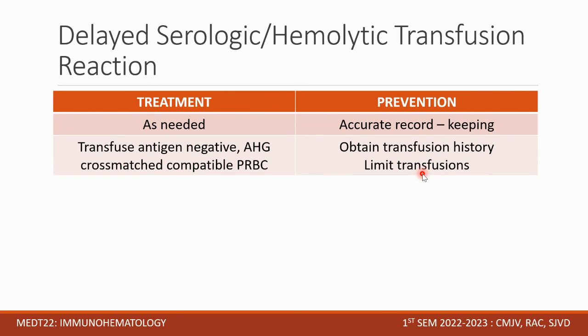So, treatment naman, you can treat as needed. So, we can also transfuse antigen-negative AHG cross-match compatible packed red blood cells. For the prevention, you could do accurate record keeping, okay, obtain transfusion history ni patient, okay, then limit transfusions. So, accurate record keeping para once na mangyari ulit to or once na magpapatransfuse ulit si patient, you have a record na nag-positive siya for this antibody before. Yan. Okay? Kasi baka this time hindi na naman siya ma-detect. Okay? And so on. Yan.